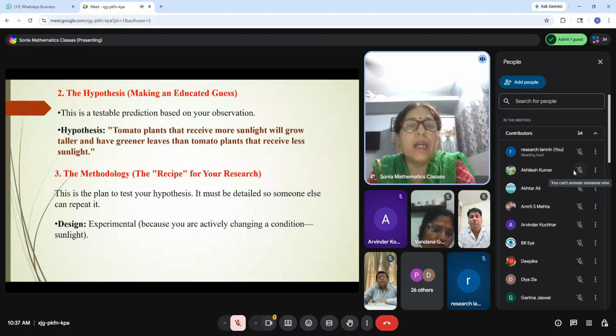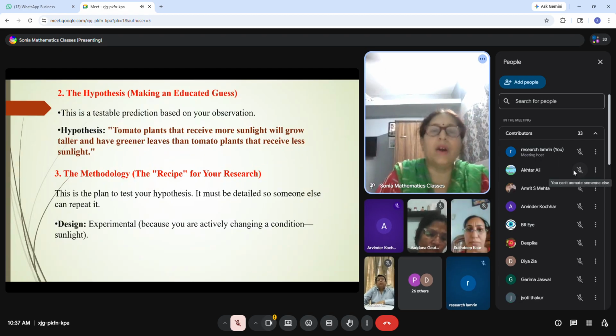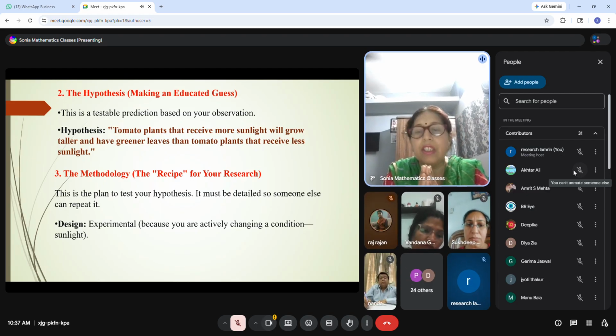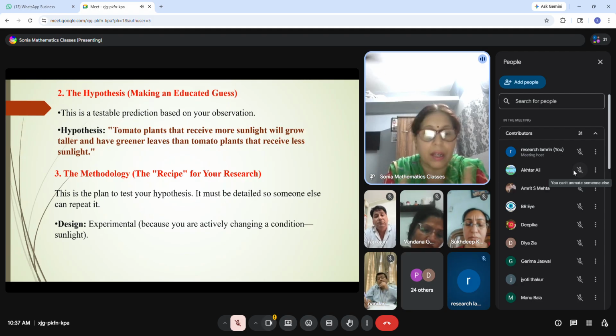So hypothesis क्या है? Tomato plants that receive more sunlight will grow taller and have greener leaves than tomato plants that receive less sunlight. And the methodology, or the recipe for your research, is the plan to test your hypothesis. It must be detailed so someone else can repeat it. Design is experimental because you are actively changing a condition, that is sunlight.